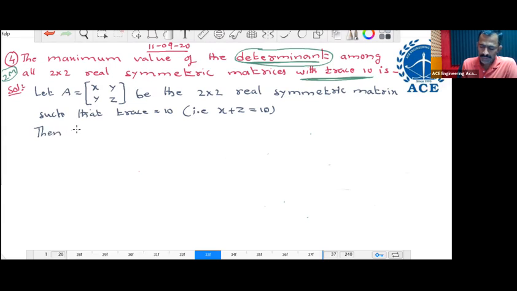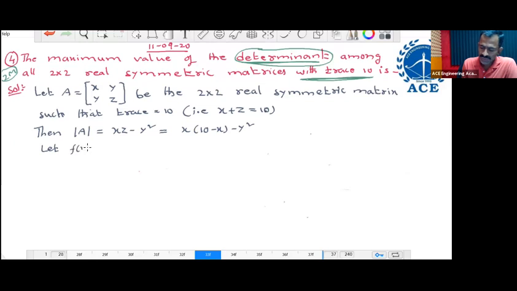Then the determinant of A is equal to xz minus y square. Now from the given condition x plus z equal to 10, we replace z with 10 minus x. This is equal to x into 10 minus x, minus y square. This is our determinant. We have to maximize this. We have to find the maximum value of this determinant, that is, the maximum value of this function.